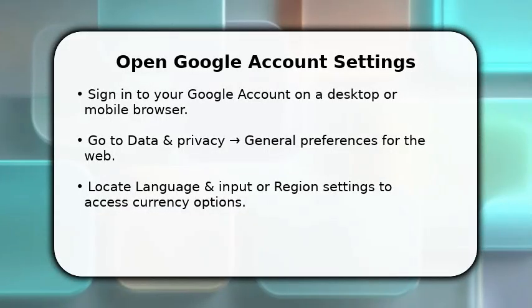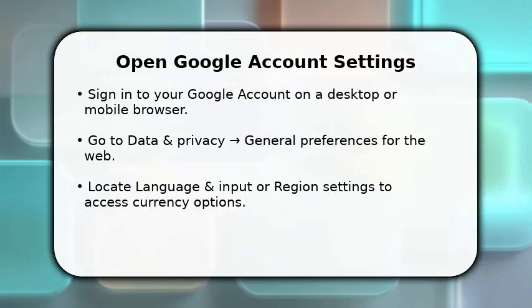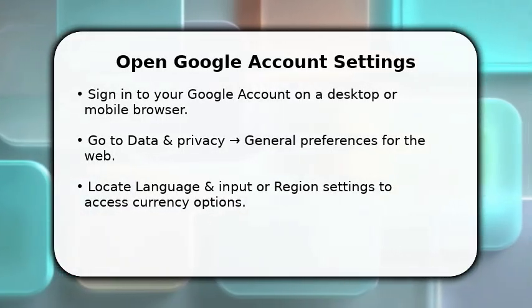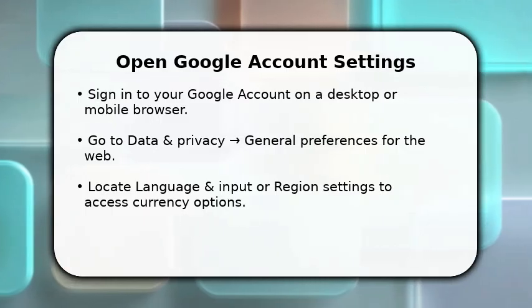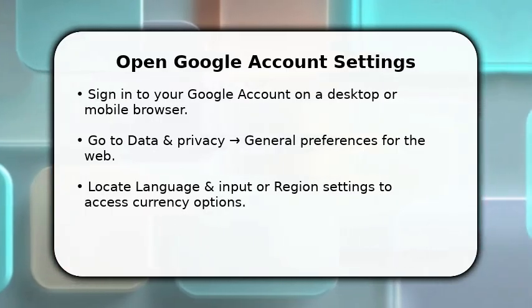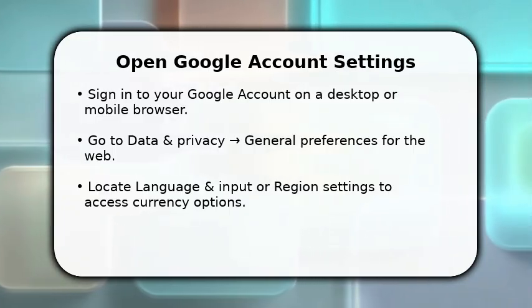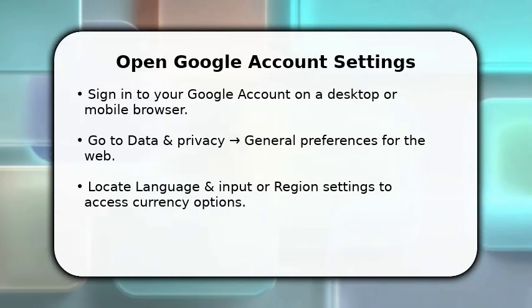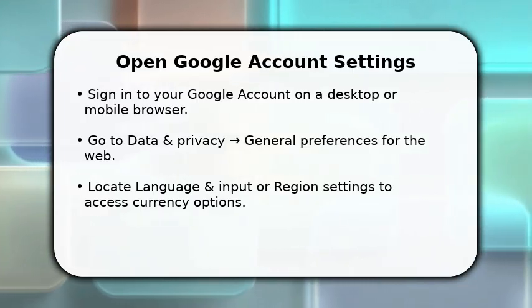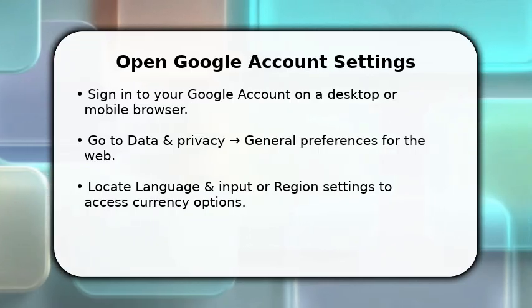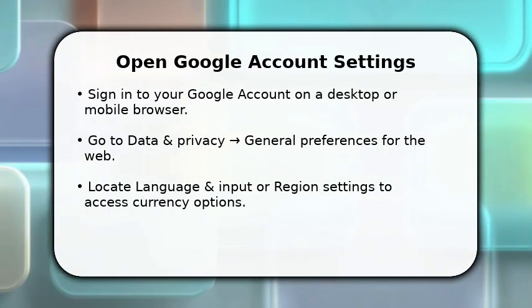You start by signing into your Google account and navigating directly to data and privacy. Once there, open General Preferences for the web so you can reach language and input or region settings. This is where currency ties to locale. Make sure to use a desktop browser if possible for full controls. You'll see language and region controls that influence currency display.